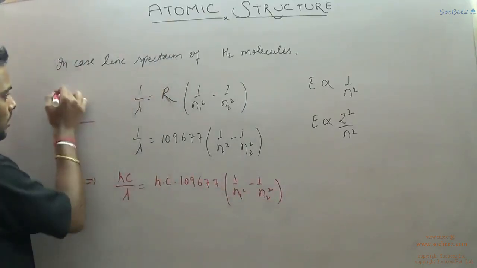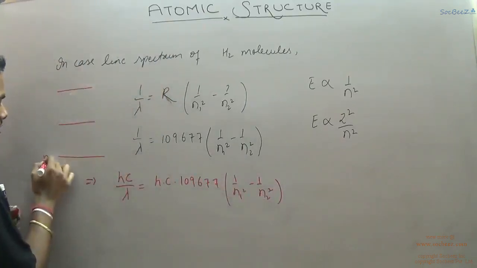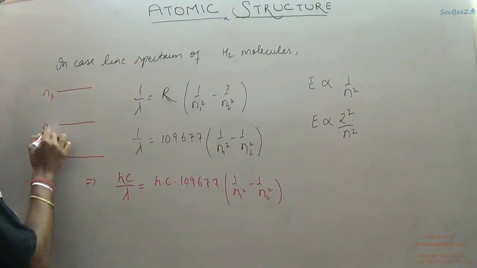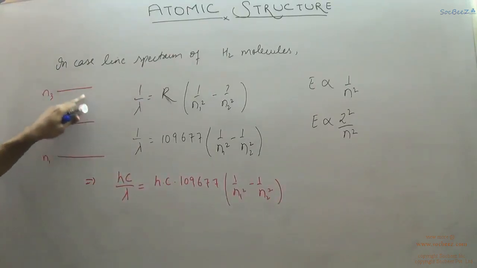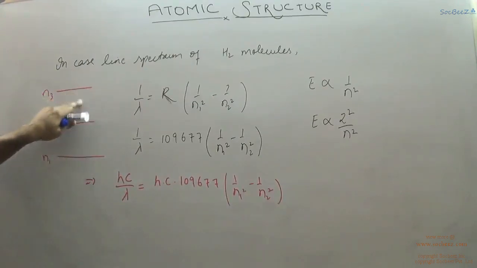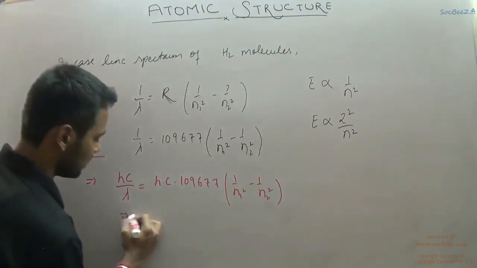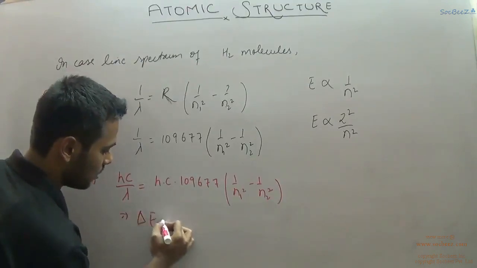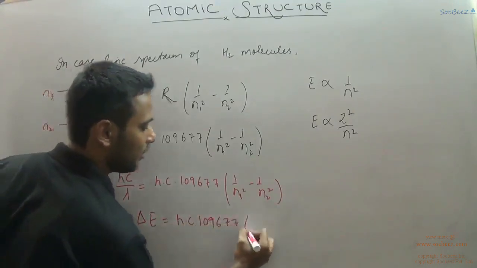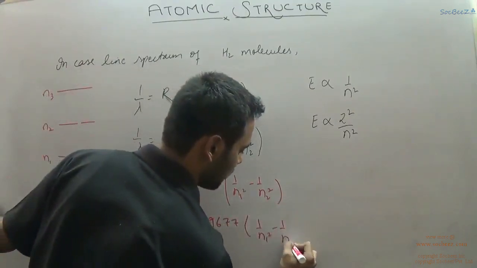So these n1 and n2 are the energy levels. This is n1, n2, n3. These are the energy gaps between subsequent levels. This is the energy gap between these two levels, this is the energy gap between these two levels, and this complete gap from this point to this point is the energy gap between n1 and n3. Therefore we can say that the energy gap, that is delta E, equals h into c into 109677 into 1 upon n1 square minus 1 upon n2 square.